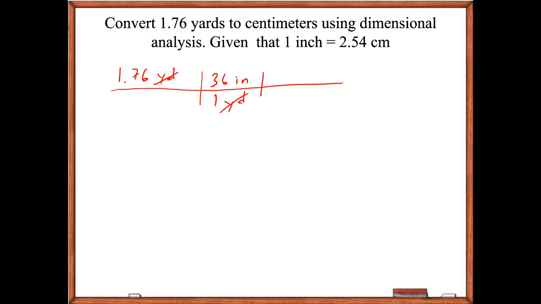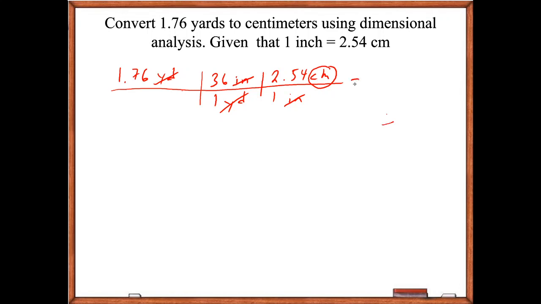Now I can draw a line and I can do another conversion. So now I can say that, okay, well, I want centimeters, and I know that there's 2.54 centimeters per 1 inch. And again, why did I put it that way? Why didn't I write 1 inch over 2.54 centimeters? Because if I did it this way, inches would be left uncancelled. So I don't want to do that. So what I want to do here is cancel inches with inches, and I'm left with centimeters. Okay, so now I can say 1.76 times 36 times 2.54 divided by 1, and then divided by 1, which of course you don't have to do.